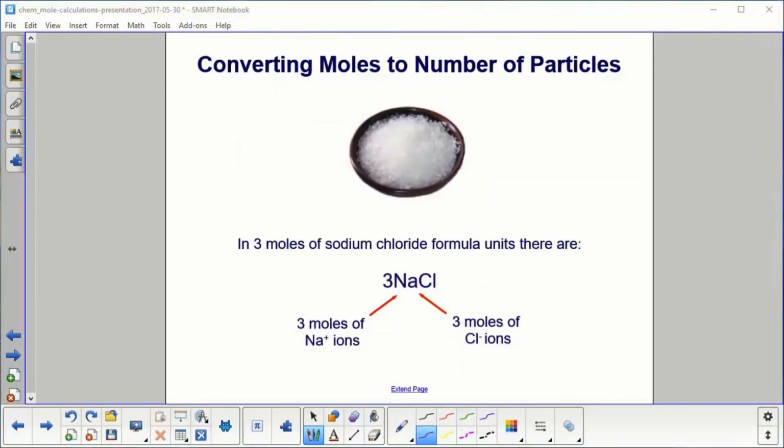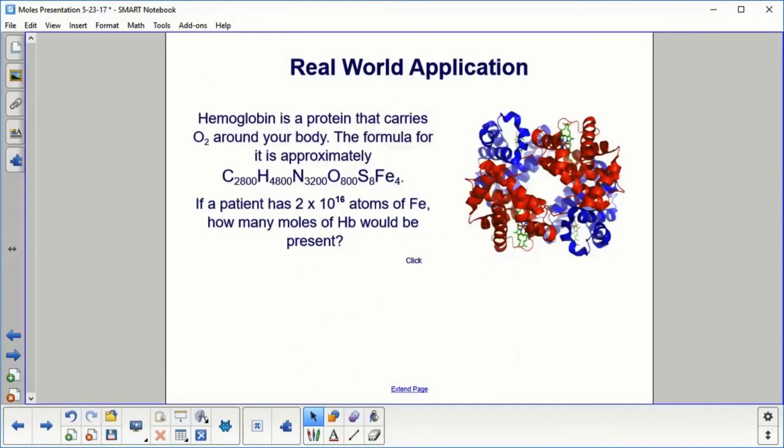Let's take an ionic compound, same drill. If we have 3 moles of sodium chloride, and remember, formula units are what we use for the ionic compounds, there's our 3, that tells us that we have 3 moles of sodium plus ions and 3 moles of chloride minus ions.